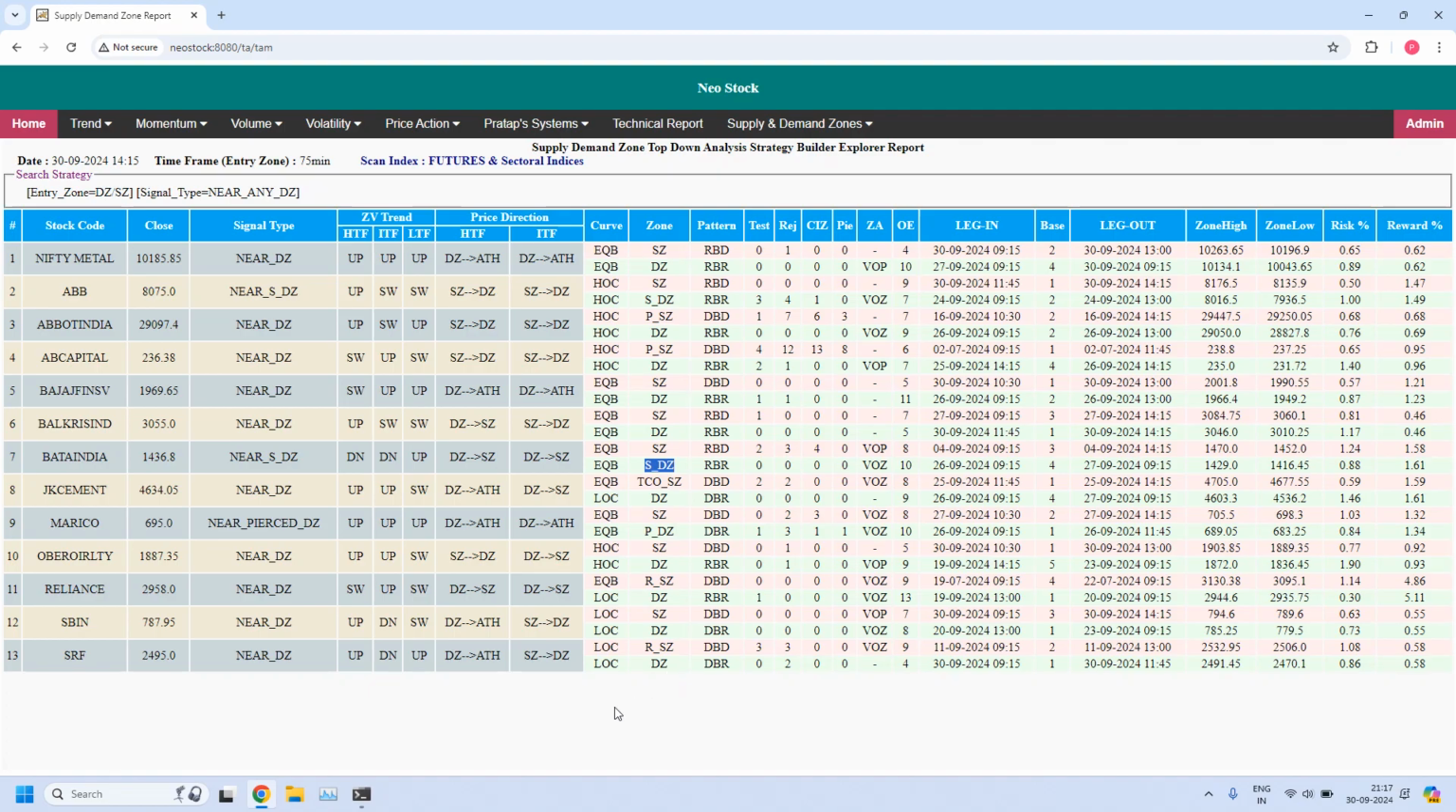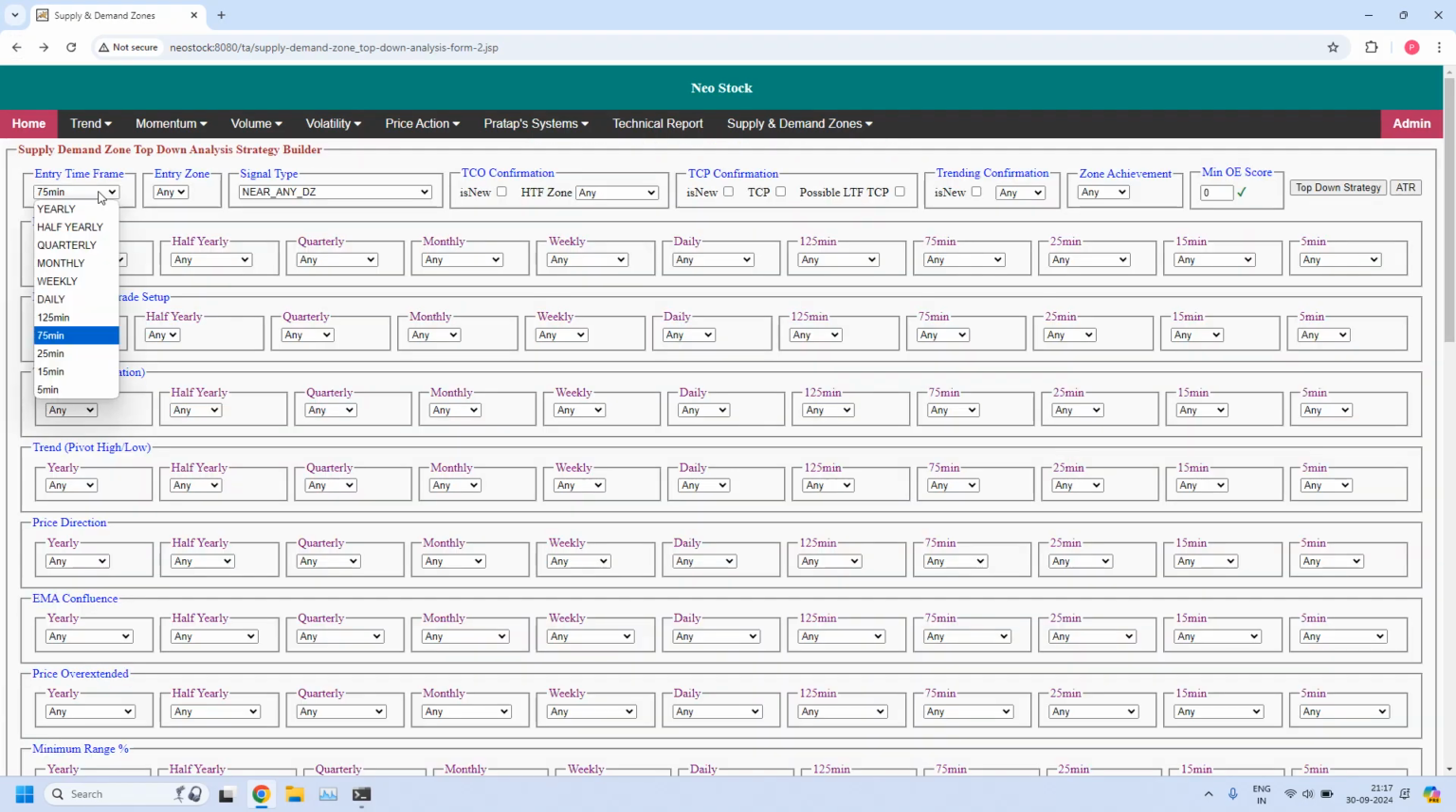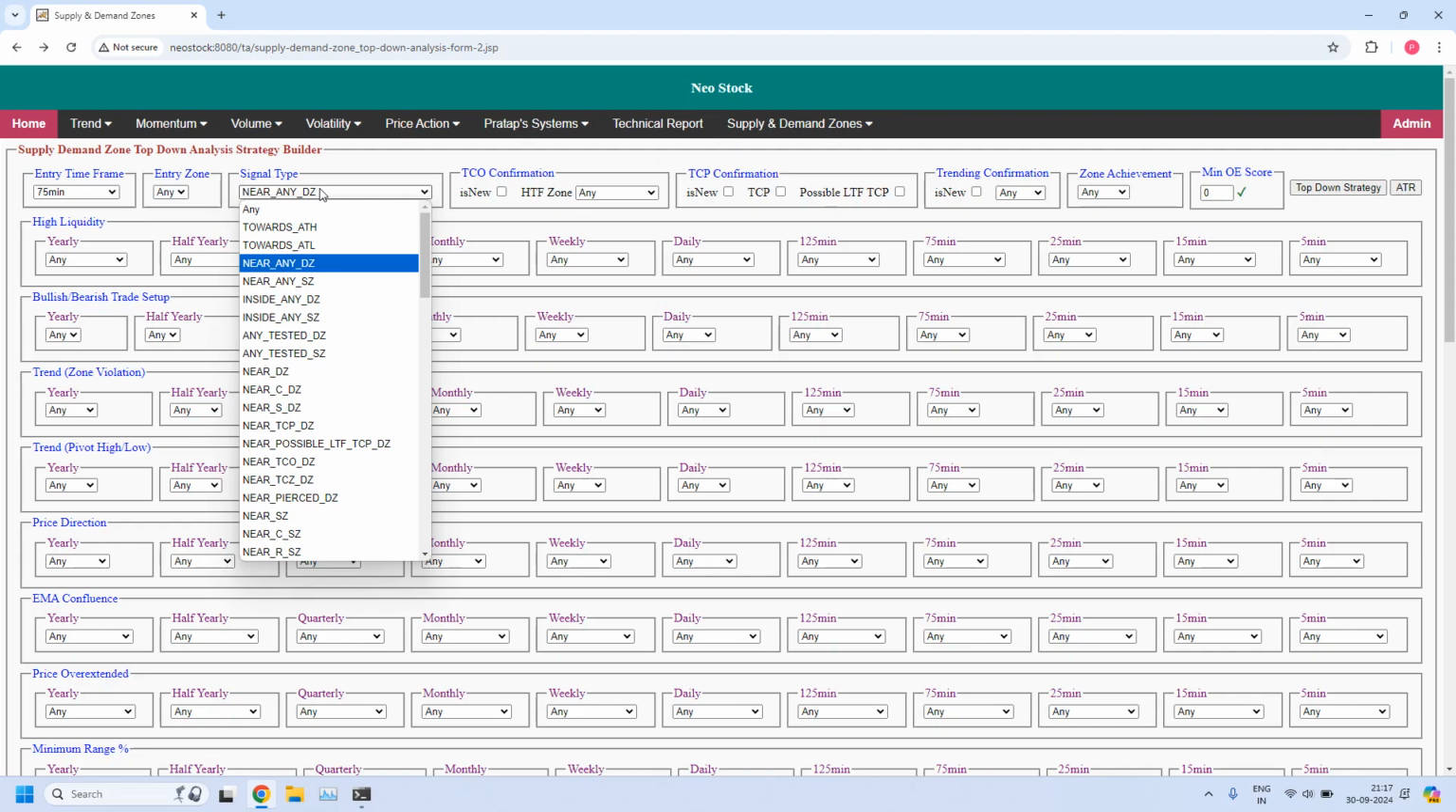That's it. We have identified only 2 high liquidity zones from this list. From the 75 minutes time frame, we identified 2 high liquidity demand zones. Okay, next for 75 minutes time frame, let us find the stocks near to the 75 minute supply zone.